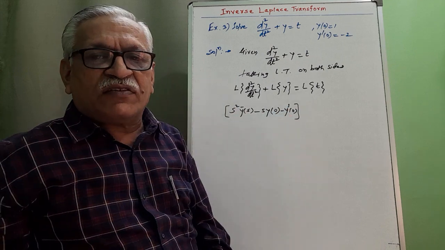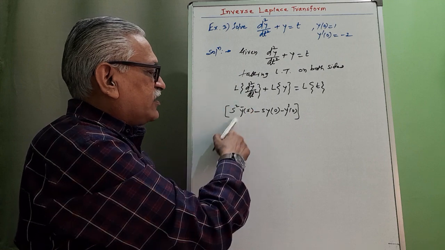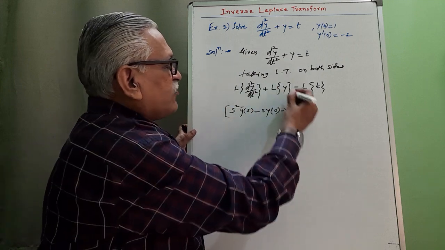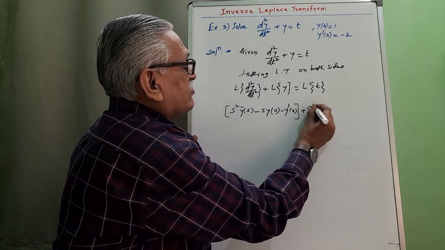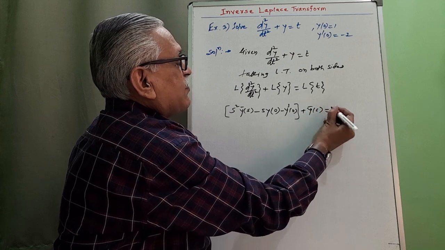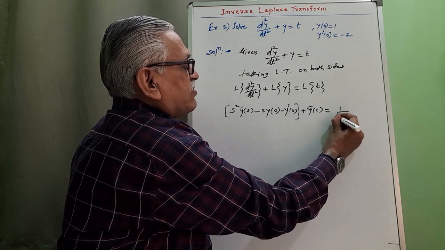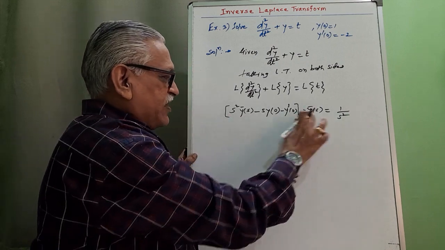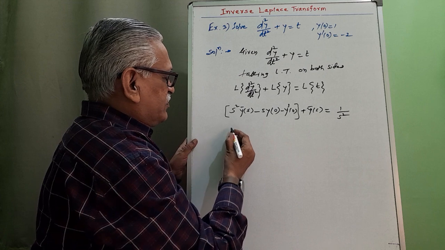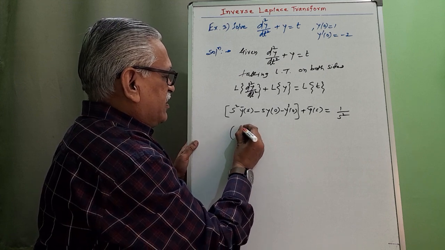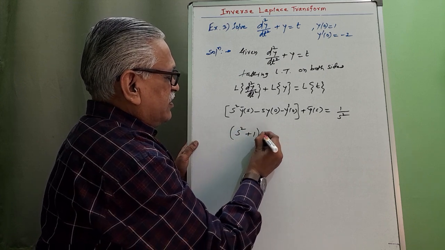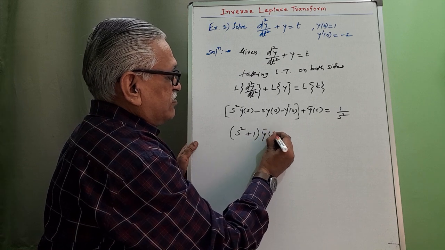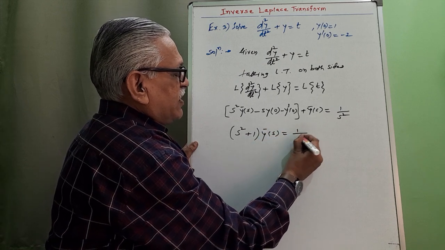This is the Laplace transform of that second order derivative. Then Laplace of y is y bar of s, and Laplace of t is 1 by s square, standard result. Then collecting the terms of y bar of s, there are two terms of y bar of s, therefore taking that common we get (s square plus 1) into y bar of s is equal to 1 by s square.